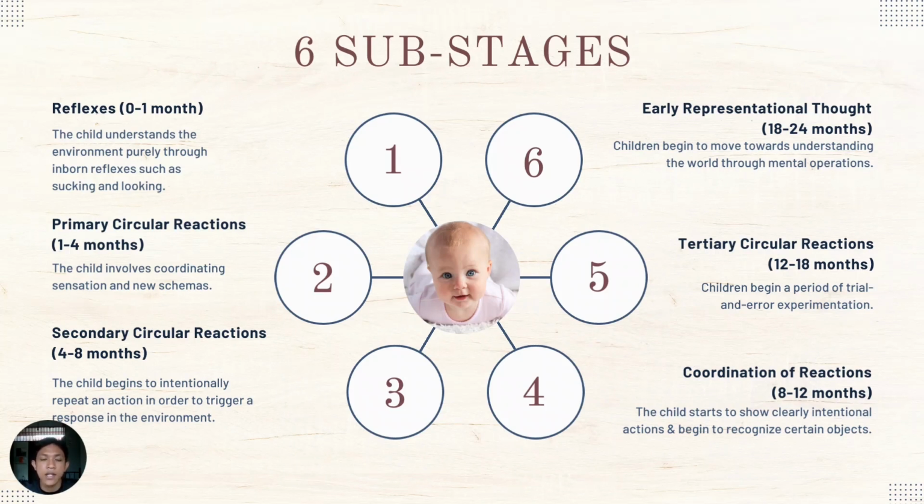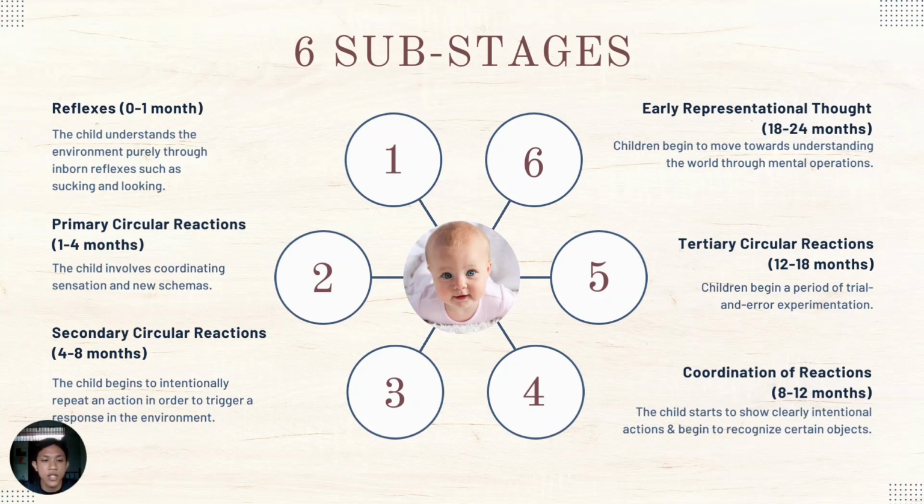Under this sensorimotor stage, there are six substages. First is reflexes, for a child from 0 to 1 month. The child understands the environment purely through inborn reflexes such as sucking and looking. Second is primary circular reaction, from 1 to 4 months. The child coordinates sensation and new schemes. For example, a child may suck his or her thumb by accident and then later intentionally repeat the action.